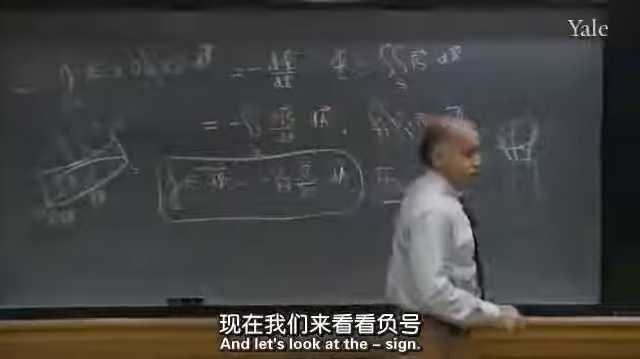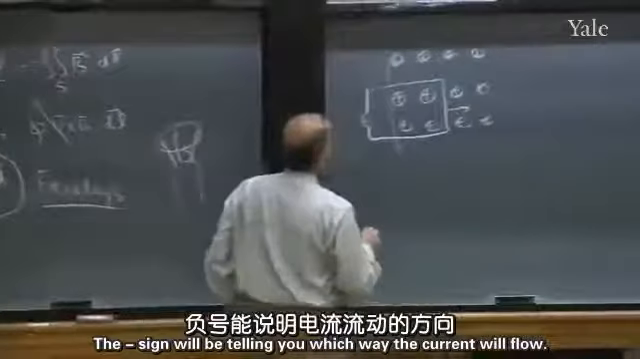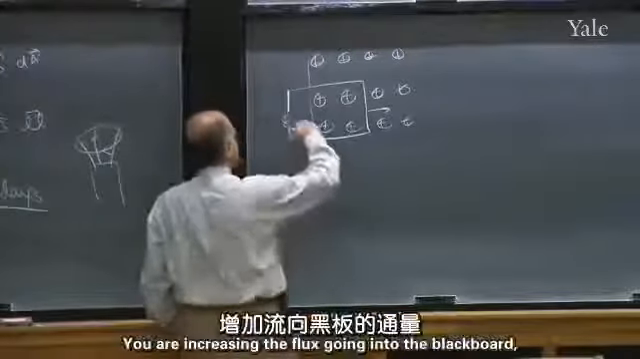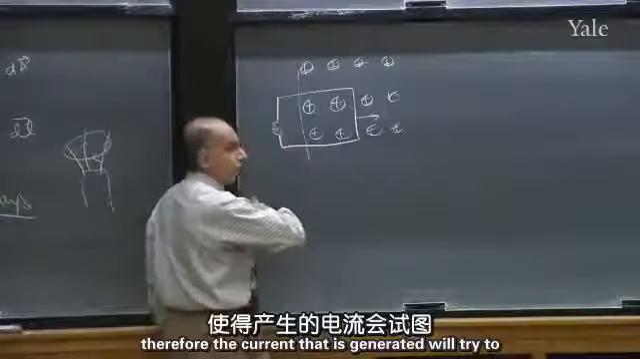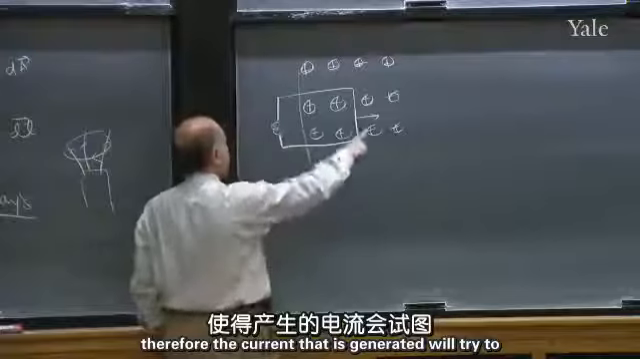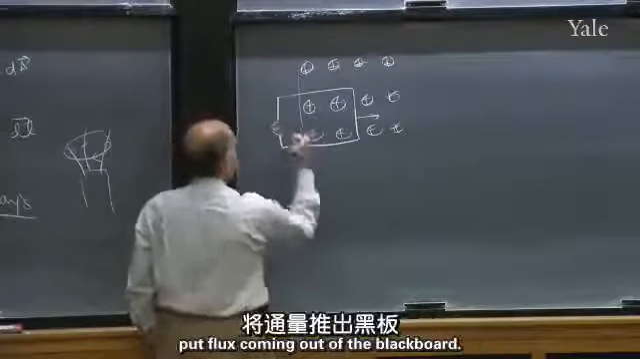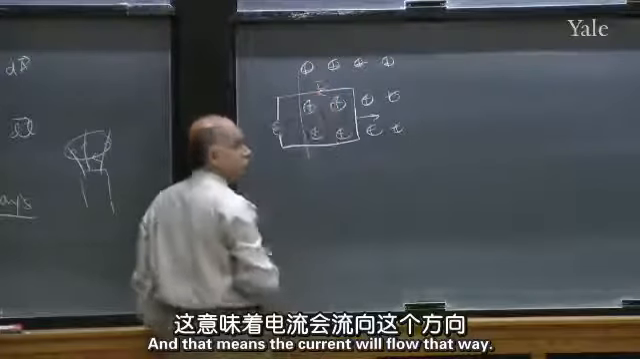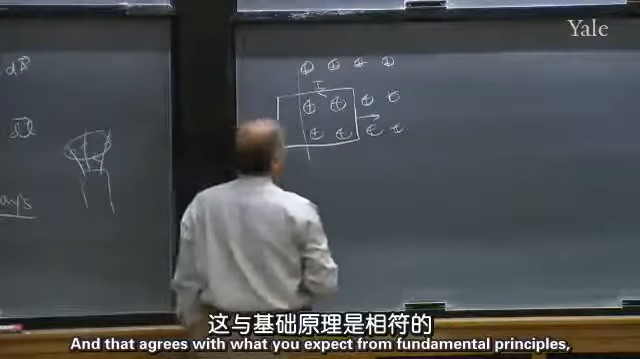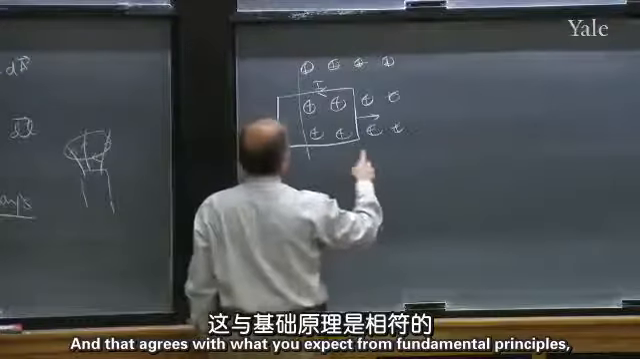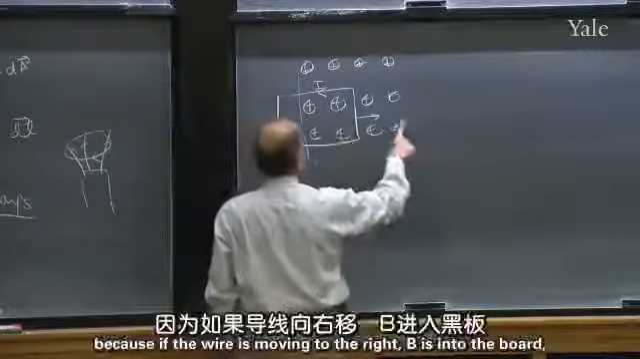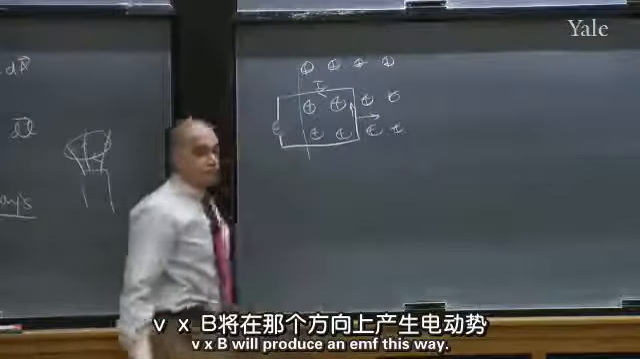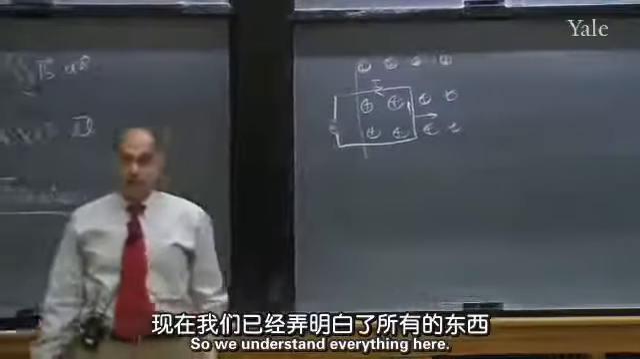And let's look at the minus sign. The minus sign will be telling you which way the current will flow. You are increasing the flux going into the blackboard. Therefore, the current that is generated will try to put flux coming out of the blackboard. And that will mean the current will flow that way. And that agrees with what you expect from fundamental principles, because if the wire is moving to the right, B is into the board, v cross B will produce an EMF this way. So we understand everything here.